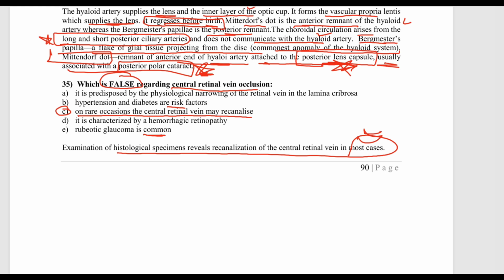All other statements are very important, like it is predisposed by narrowing of the retinal vein in the lamina cribrosa, and hypertension and diabetes are the risk factors. There will be hemorrhagic retinopathy, and after the CRVO, neovascular glaucoma is very common.